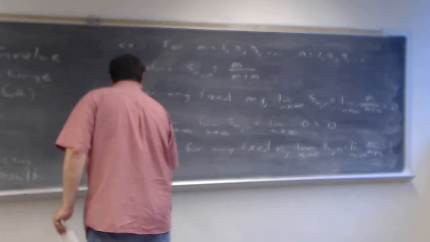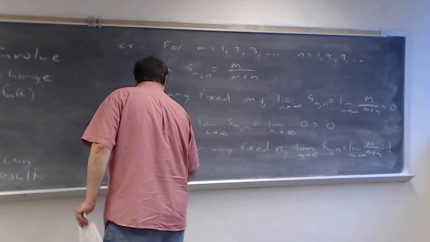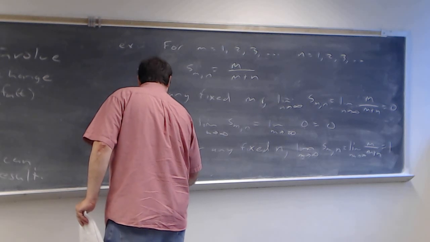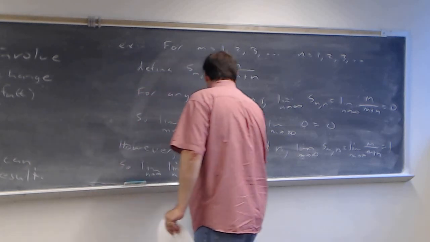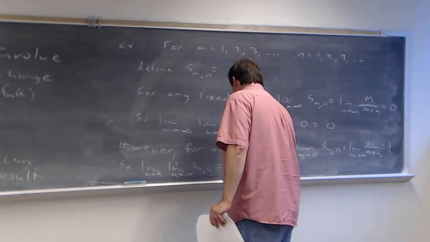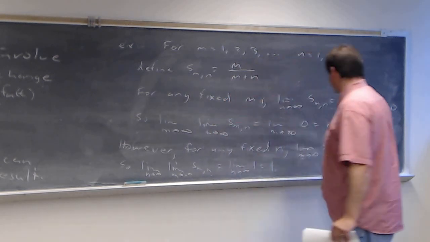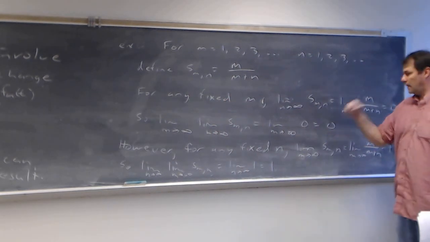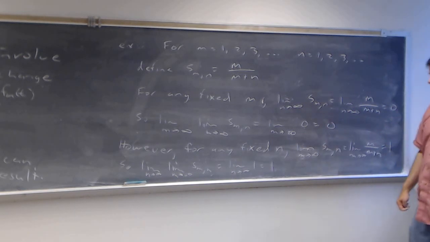So the limit as n goes to infinity of the limit as m goes to infinity of S sub m comma n is going to be equal to the limit as n goes to infinity of 1, which equals just 1. So we can see here that interchanging the limits does not yield the same result.